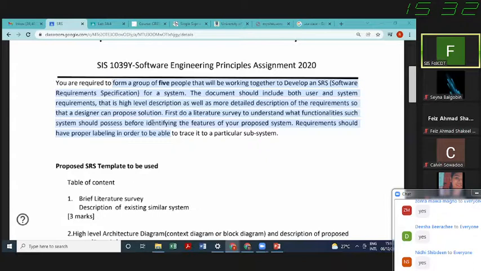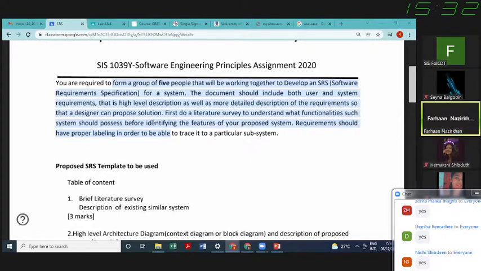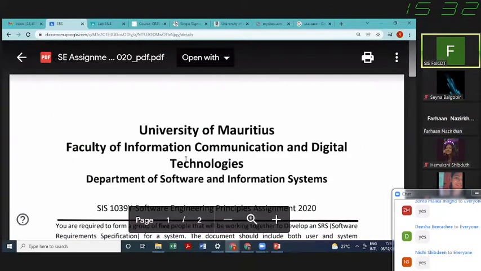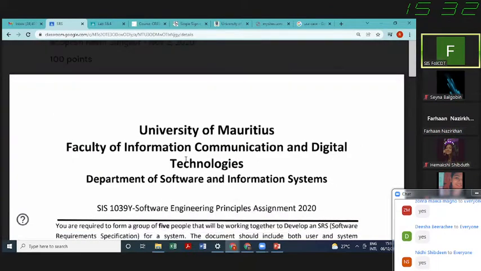Class rep and vice class rep, can we do this? Yes, sir. Question? Can you hear me? Yes, I'm hearing you. So we can choose our group members? You choose your group members, exactly. So I don't want to make it complex. You choose your group members, groups of 5, and you start working. And in case you are not able to secure a group, please let me know.